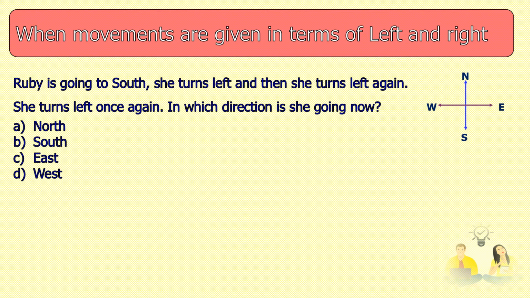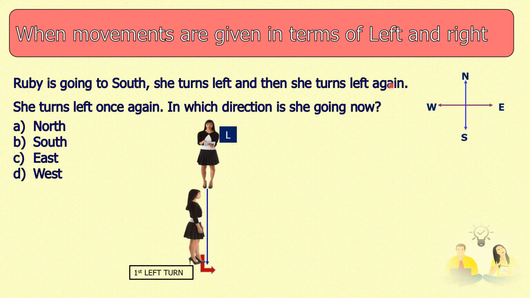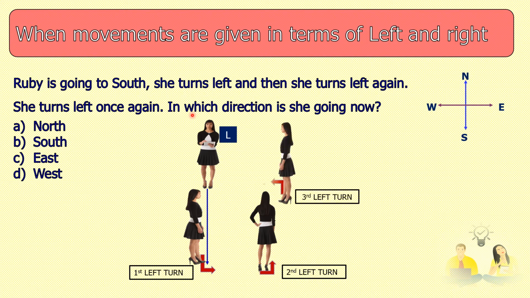Direction questions in which movements are given in terms of left and right can be the trickiest ones. Let us consider one such not so tricky question. Ruby is going south. She turns left and then she turns left again. I've just marked her left so that it will be easy for me to imagine where she is turning. She goes south, turns left. Now she took her second left. She turns left once again, as given in the question. In which direction is she going now? So she is taking her third left. After taking her third left, she is turned here, so she is going in the west direction.